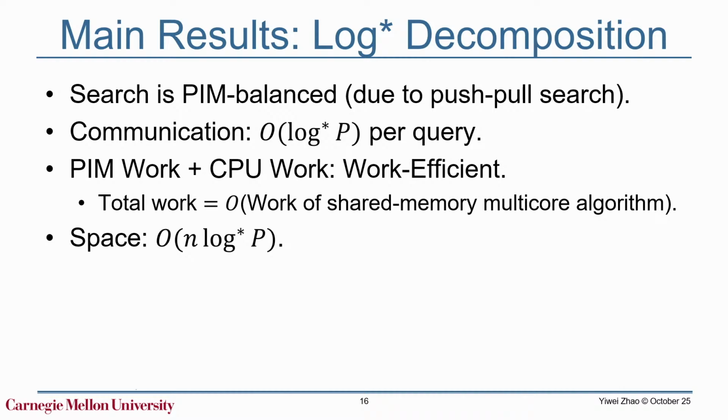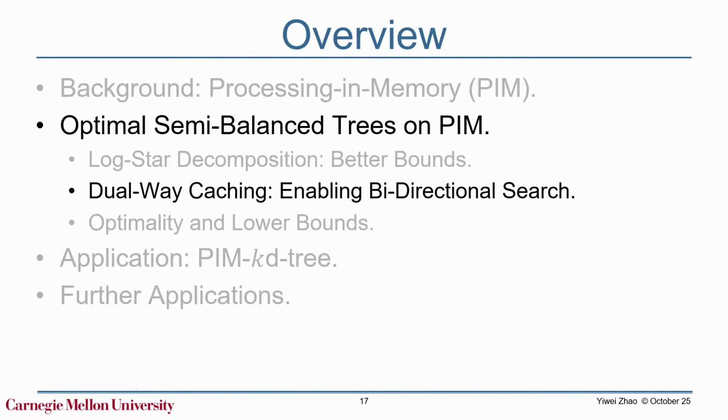Okay, so we'll continue the talk. The next part of the talk will be the dual-way caching, because as you can see in our previous talk, all of the searches, no matter whether it is get or predecessor or range queries, are searched from the root to the leaves, which is top down. But in many trees, we need these bidirectional searches, or even many of the trees are unrooted. So we need all these bidirectional searches on each of the edges.